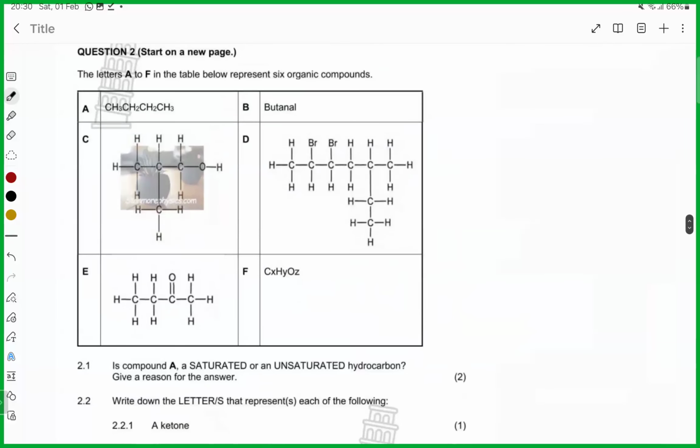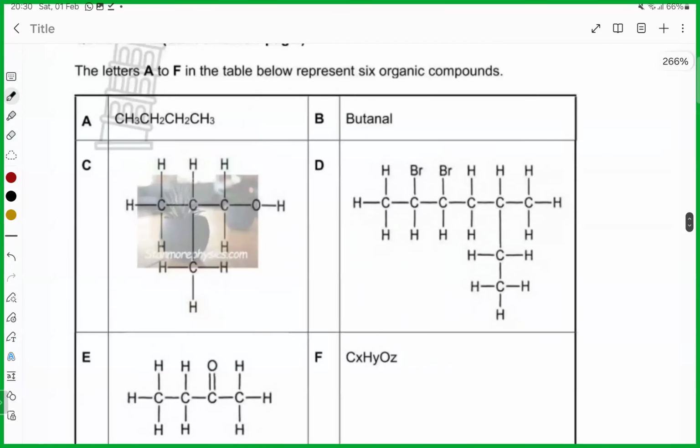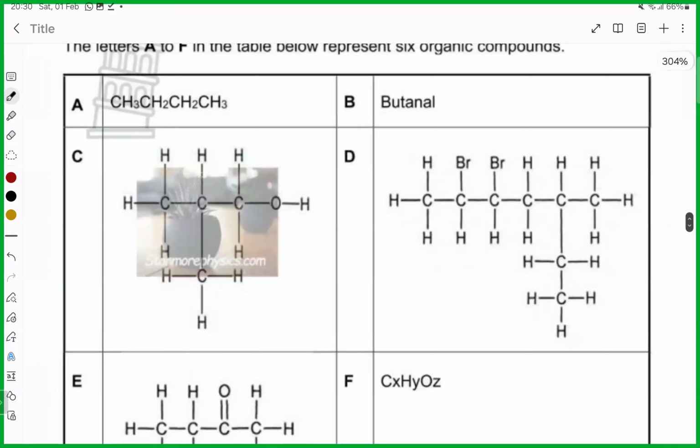All right, is compound A saturated or unsaturated? And give a reason. Now you can answer that. You can look at it, you know whether it's single or double or triple bonds there. It's saturated, sir. Good. Just by looking at it, give them the reason why it's definitely only single bonds. What's the sort of pattern for single bonds in an alkane?